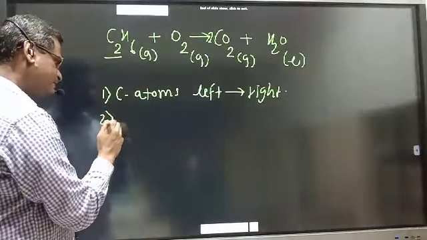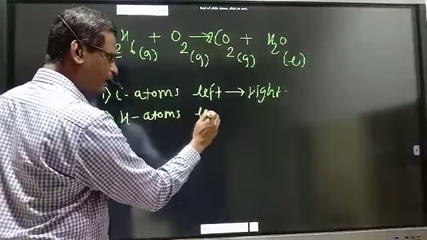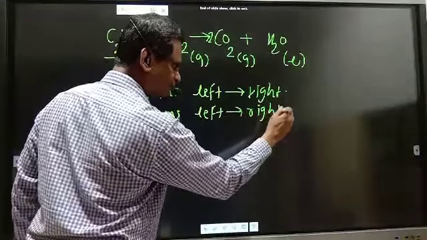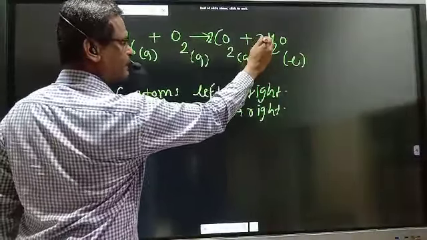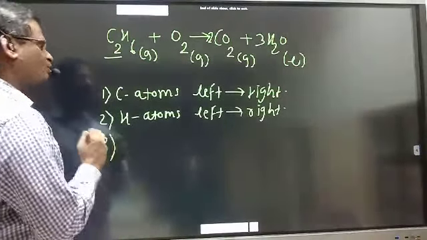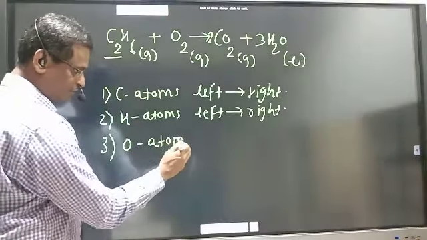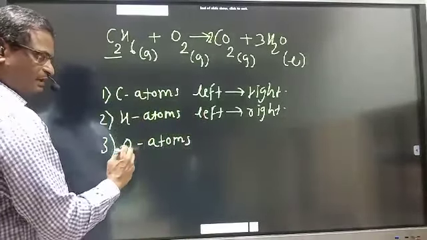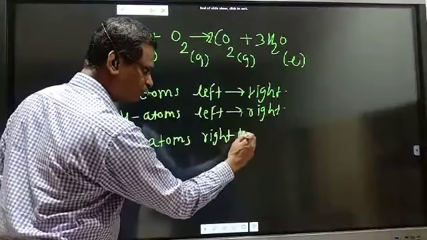Then second rule. Secondly, the number of hydrogen atoms are balanced, and they are also balanced in the same way from left to right. Hydrogen 6. Here it is only 2. So this is multiplied by 3. And now third rule, at last balance the oxygen atoms. In this sequence only: first balance carbon atoms from left to right, then hydrogen atoms from left to right, then oxygen atoms, but from right to left.